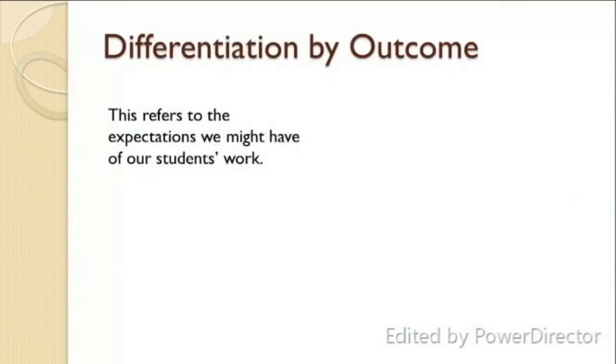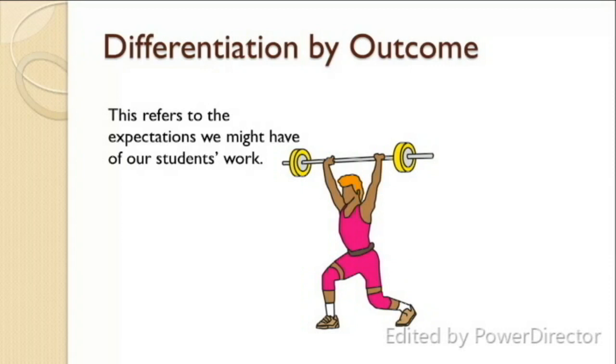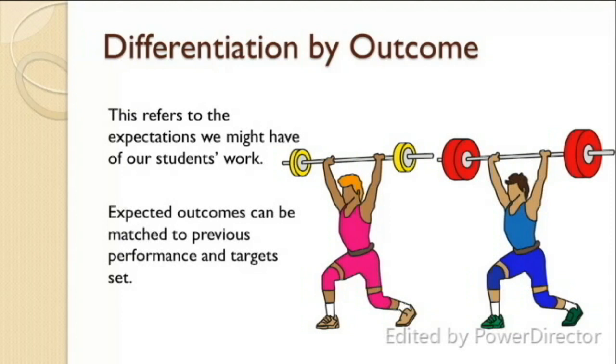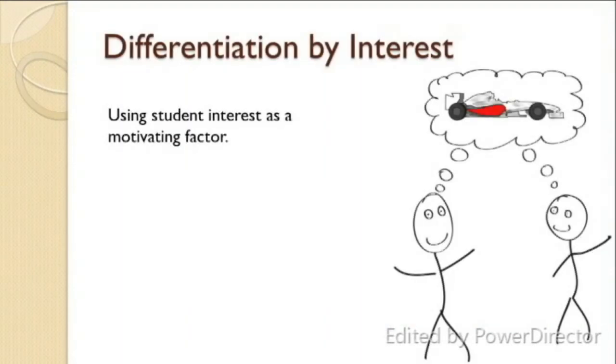Differentiation by outcome. This refers to the expectations we might have of our students' work. So we as teachers understand what the capacity of my child is. One is competent of doing more than another. Expected outcome can be matched to previous performances and the targets which were set, and then a gradual increase.